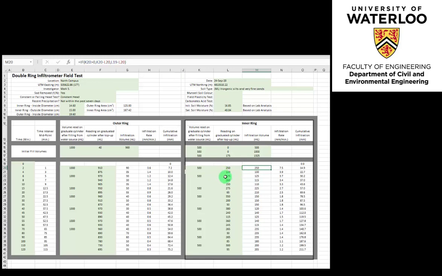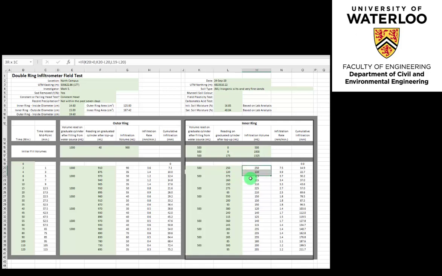column L. For the second top-up of water to the inner ring, the graduated cylinder was not refilled, but rather drawn off the remaining water in the vessel. At 4 minutes after topping up the inner ring area, 120 milliliters of water remained in the graduated cylinder. Thus, the infiltration volume over the time interval from 2 minutes, 250 milliliters in the graduated cylinder, to 4 minutes, 120 milliliters in the graduated cylinder, was the difference between these observations being 130 milliliters, or column L of the previous observation time minus column L of the current observation time.